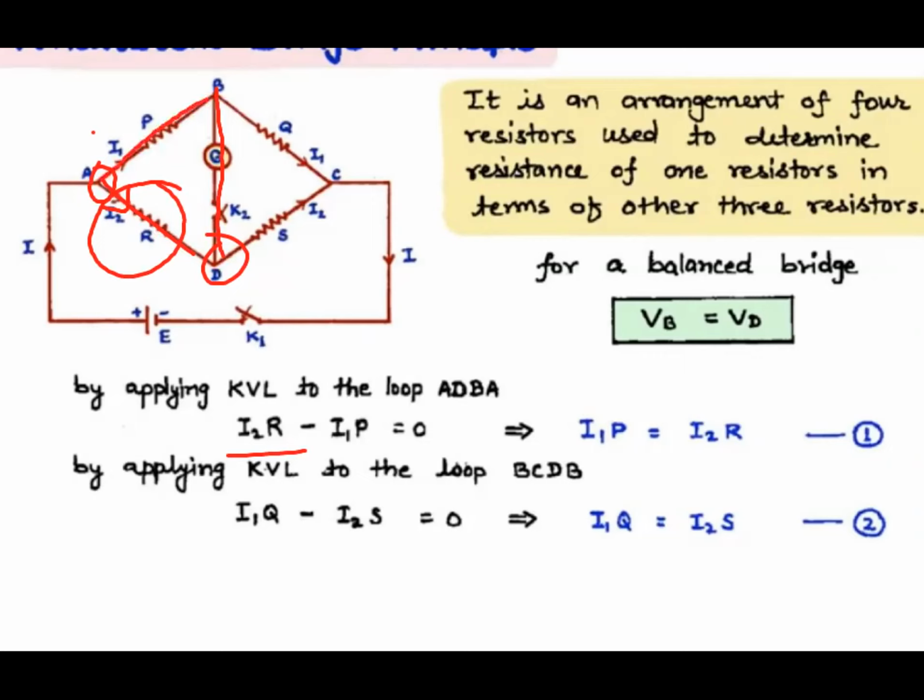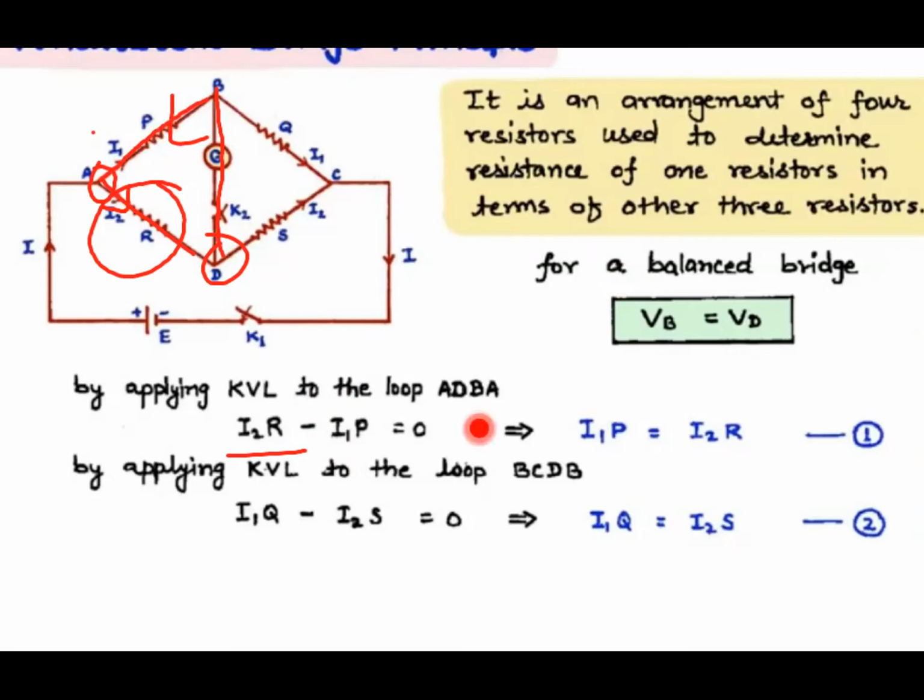Then you will move from B to A. Now your direction and current direction are opposite. As your direction and current direction are opposite, you are going to have a minus sign in the equation. So here you can see the minus sign, right, children? So minus the voltage drop across P. What will be the voltage drop across P? We know Ohm's law, V equals IR. So I is what? I1. And resistance is how much? P. So minus I1P equals 0.